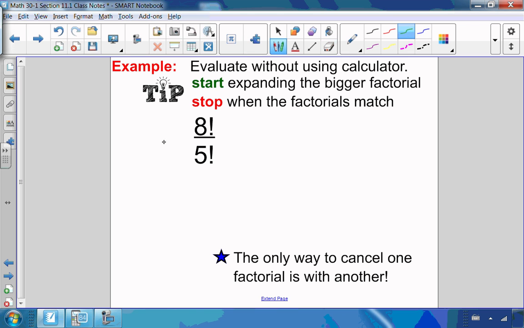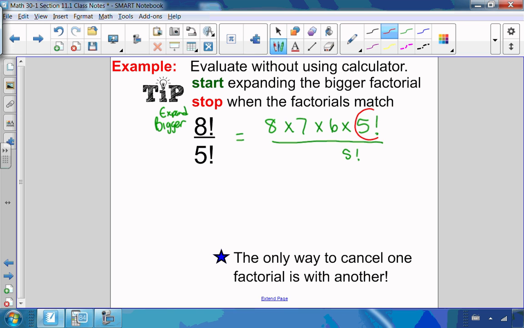So 8 is the bigger one, so I want to expand the bigger one and stop when it matches. So I'm going to go 8 times 1 less times 1 less times 1 less, and I'm going to stop because it matches the factorial on the bottom. So 5 factorial divided by 5 factorial is 1, so I'm just left with 8 times 7 times 6. Multiply 8 times 7 times 6, you're going to get 336.